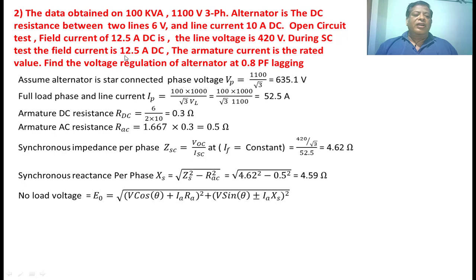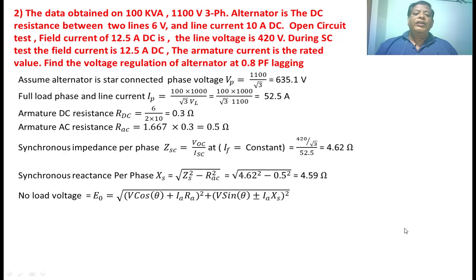Because it is star connected, line current equals phase current. We already calculated the full load current, that is this one. You take the value here. This is equal to 4.62 ohm. Per phase synchronous reactance Xs equals square root of Zs square minus Rs square. This is equal to square root of 4.62 square minus 0.5 square. We are getting the value 4.59 ohms.